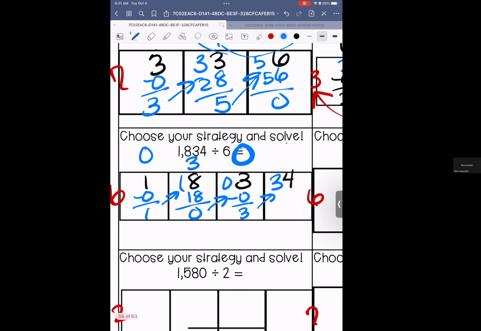And then if we do 6 times 5, we get 30. Leaves us with a remainder of 4. 4 is smaller than 6, so this remainder is good. We have an answer of 305.